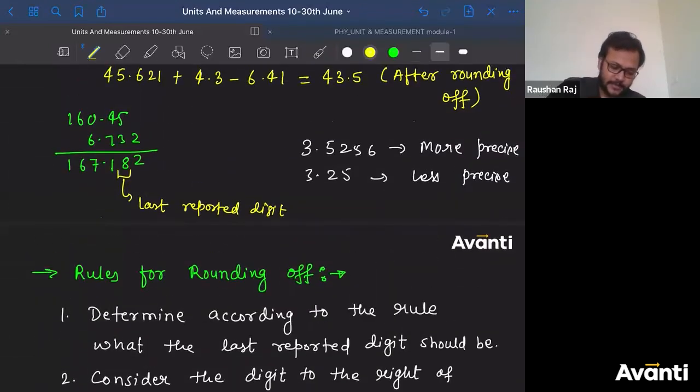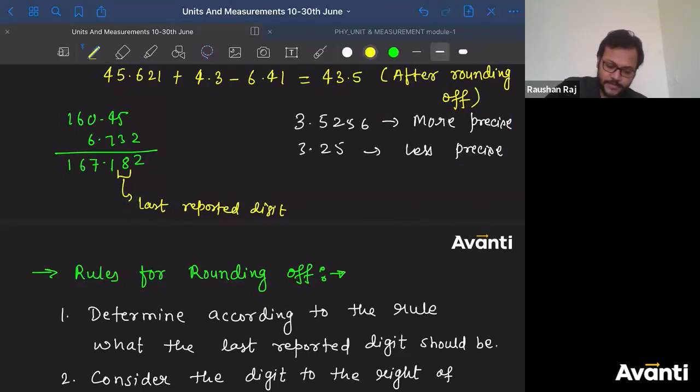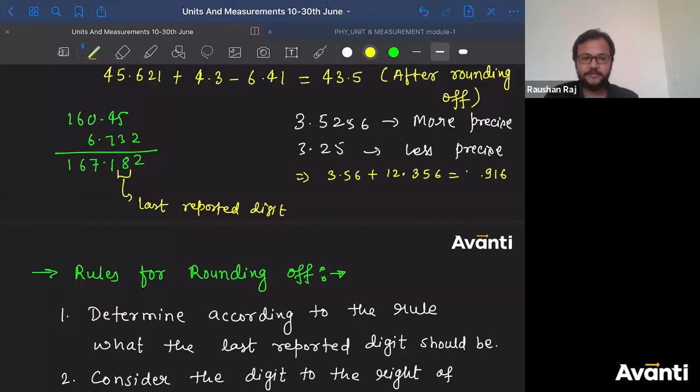Let me take the example here. Let us say 3.56, okay, plus 12.356, okay. Now add both of them. What will you get? 6 plus 0 gives 6, so you get 6, then 5 plus 6 is 11, then 1, then 9, so you get 15.916.